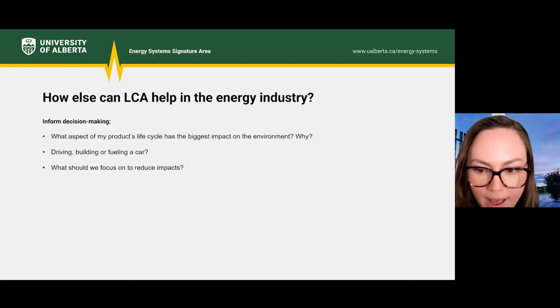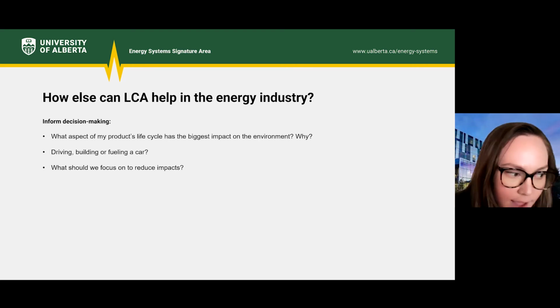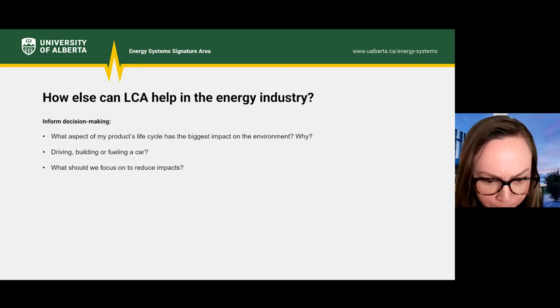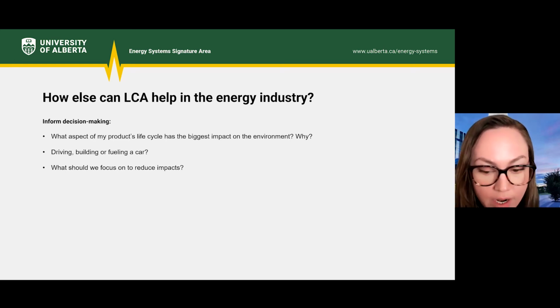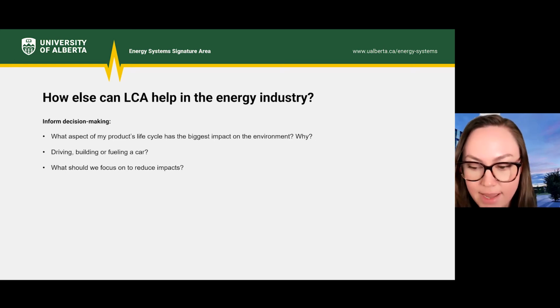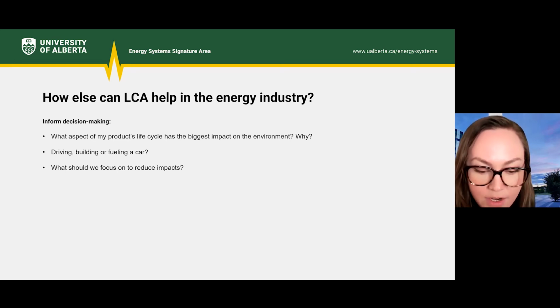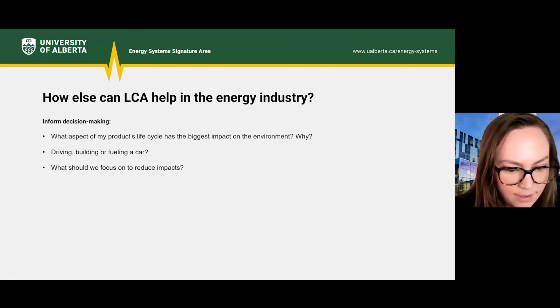So outside of low carbon fuel standards, how else can LCA help in the energy industry? It can help inform decision making. If you were designing a product, you could ask which aspect of my product's life cycle has the biggest impact on the environment and why. Would that be driving a car, building a car, or fueling a car? And then you can, from that, understand what you should focus on to reduce your environmental impacts.